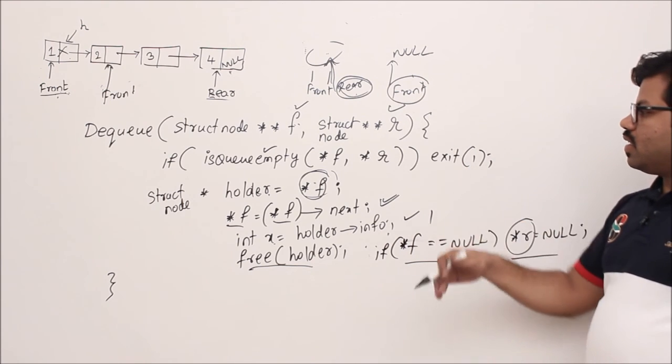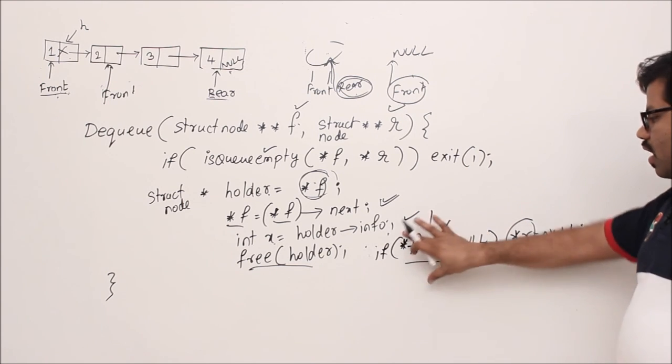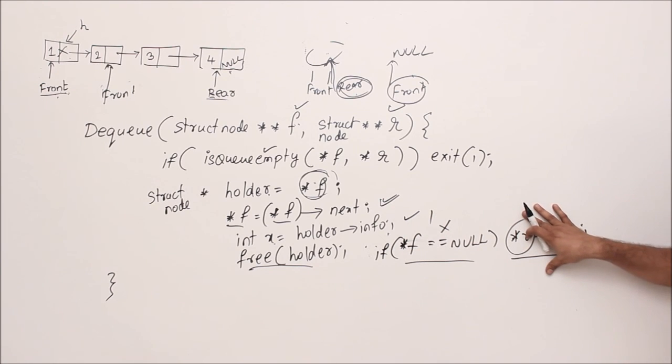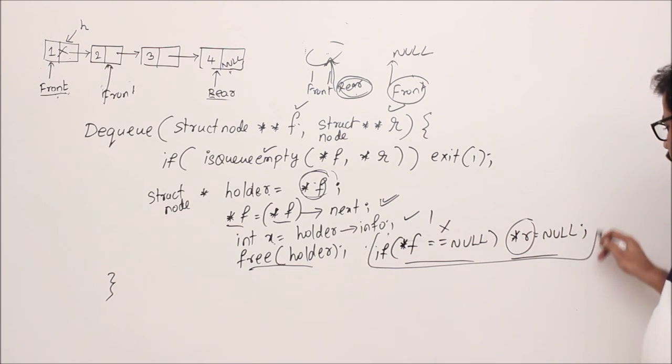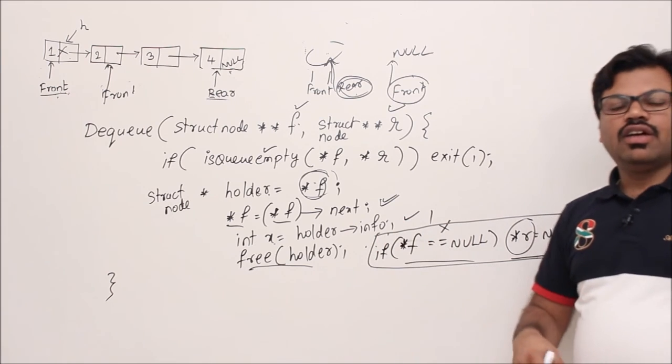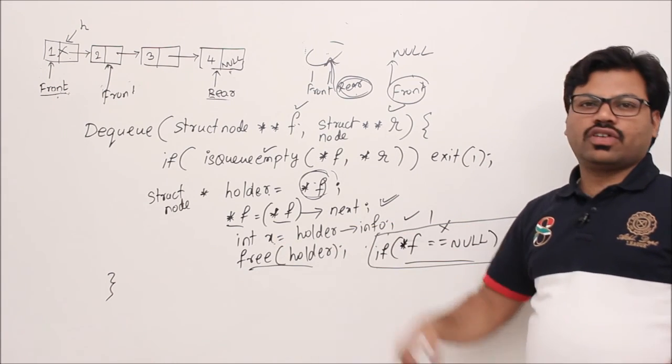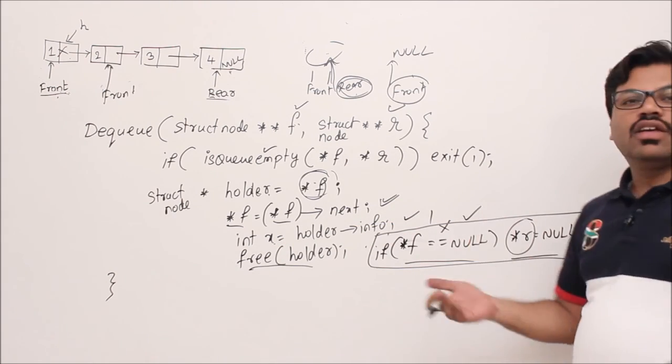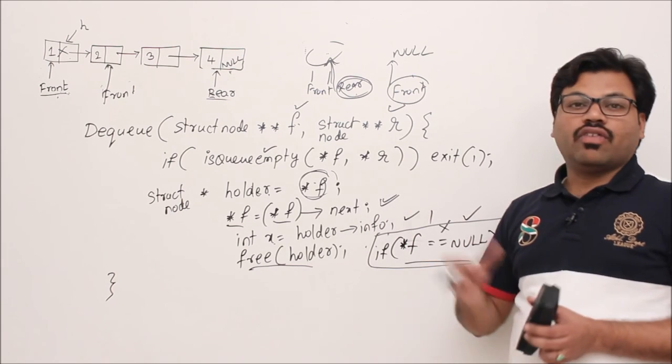Okay. For other cases, what happens? If *f is not null, then rear will not be updated to null. This case only works for a single node. Understand? For other cases, this code definitely works. Okay. Please add this extra line. So simple. In that way, we can cover all the cases.